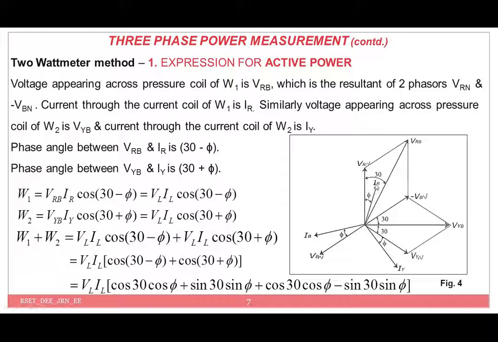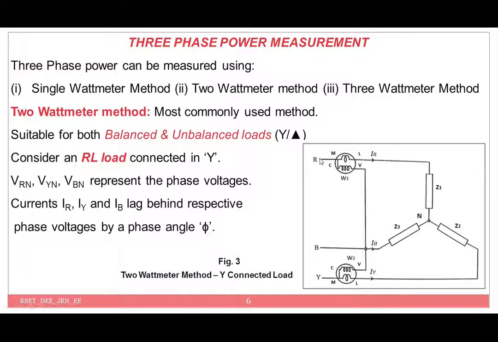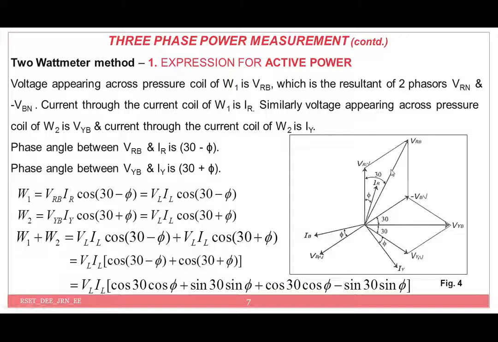Now this is my current flowing through the R phase. So what is the angle between? The voltage between R and B is VRB and the current is IR. So you need to consider VRB and IR. So what is this angle? This is definitely 30 minus φ.